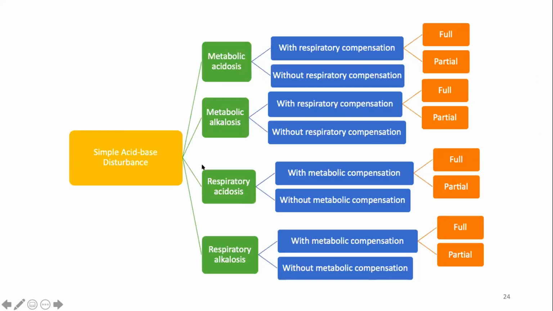Okay, so I'm sure you're very familiar with this as well. In simple acid-base disturbance, when I mention simple, it means that we assume there's only one source of disturbance, either metabolic or respiratory. Of course, with every disturbance, you will have to know if there is any compensation from the other organ system, whether it has occurred or not, and if it has occurred, is it full or partial?